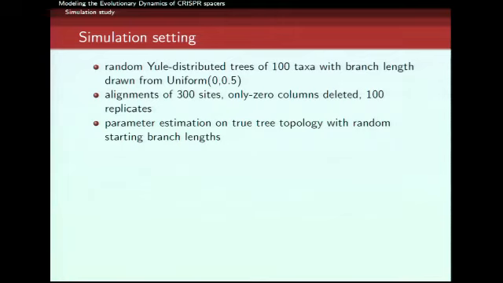It generated a binary alignment of 300 sites, and we deleted only the all-zero columns from these alignments, because if a spacer is not present in any of the bacterial strains, we don't observe it. And then in the likelihood function we correct for this ascertainment bias. So we assume that these spacers evolve along this species phylogeny, so we take the true tree as given for now and estimate the parameters along this topology.